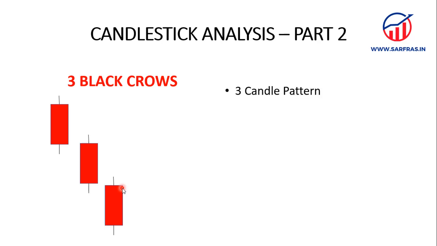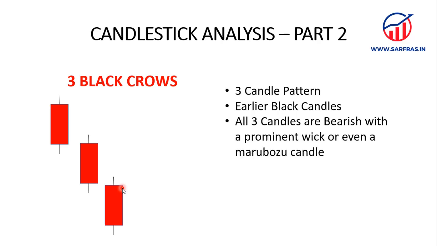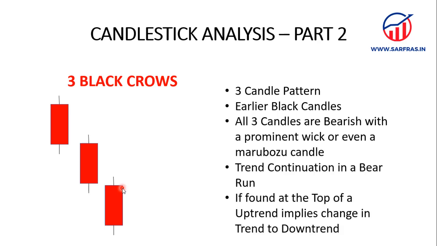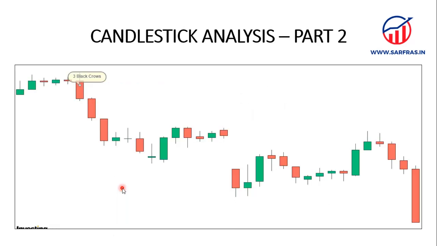Now it's a three candlestick pattern. Earlier you had black candles, hence the name black crows. All three candles are bearish with a prominent wick or even a Marubozu candle. It is a trend continuation, especially in a bear run. If found at the top of the uptrend, it implies a change to a downtrend. So let's check it out on a chart.